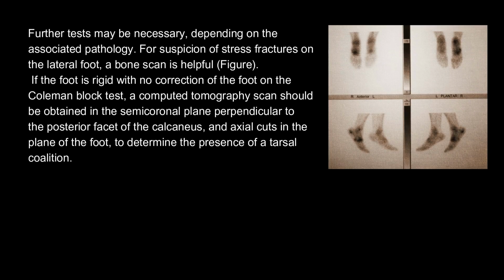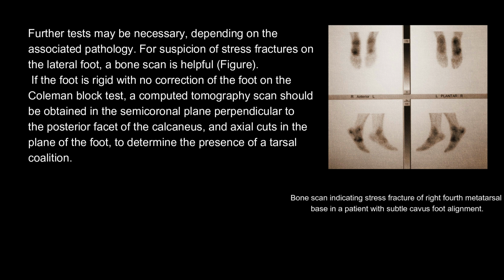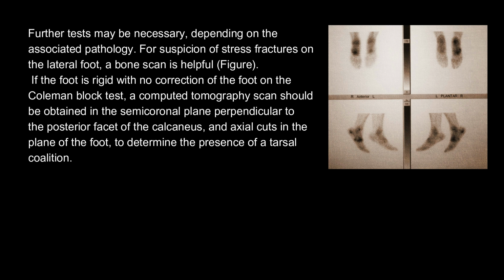Further tests may be necessary, depending on the associated pathology. For suspicion of stress fractures on the lateral foot, a bone scan is helpful. Figure. If the foot is rigid with no correction of the foot on the Coleman block test, a computed tomography scan should be obtained in the semicoronal plane perpendicular to the posterior facet of the calcaneus, and axial cuts in the plane of the foot, to determine the presence of a tarsal coalition. Bone scan indicating stress fracture of right fourth metatarsal base in a patient with subtle cavus foot alignment.